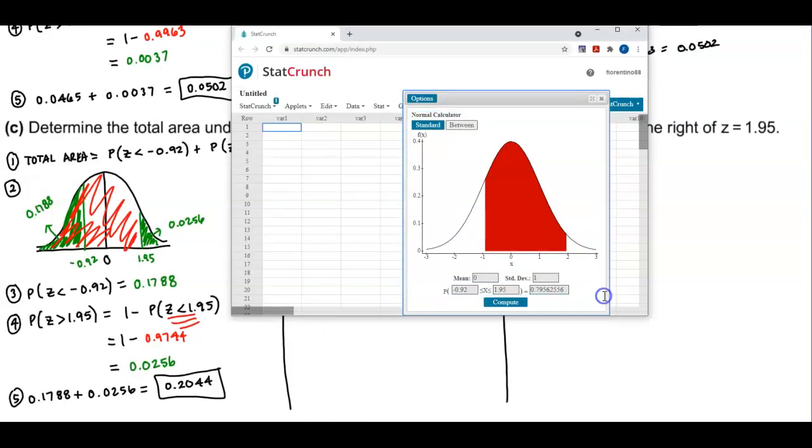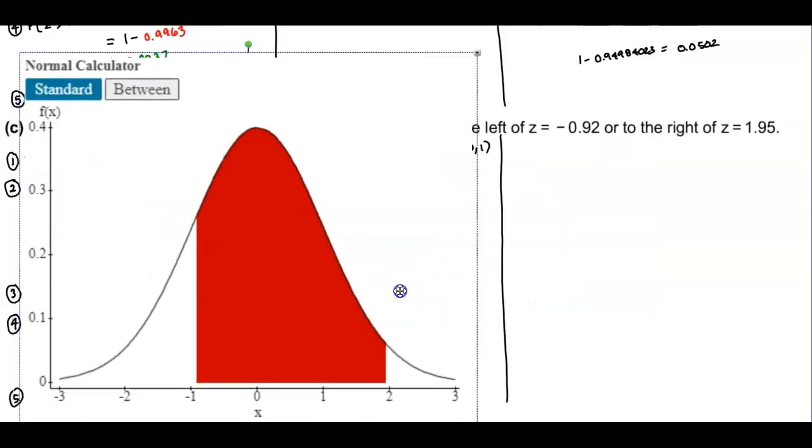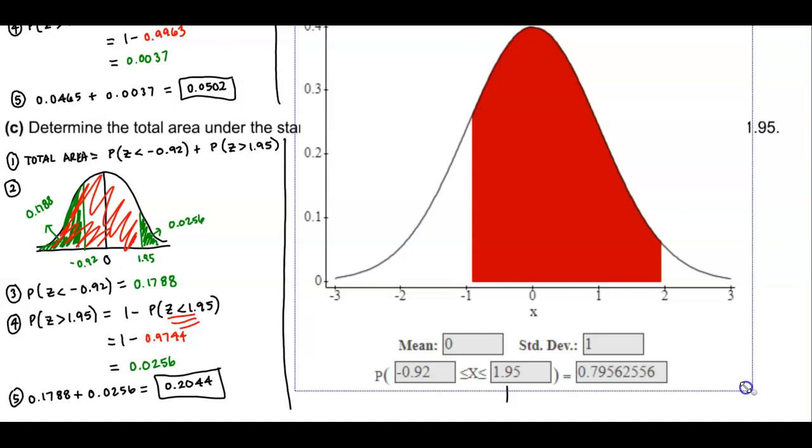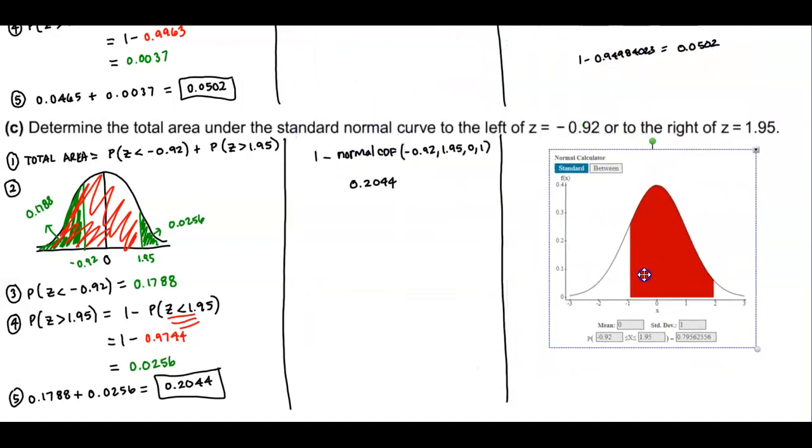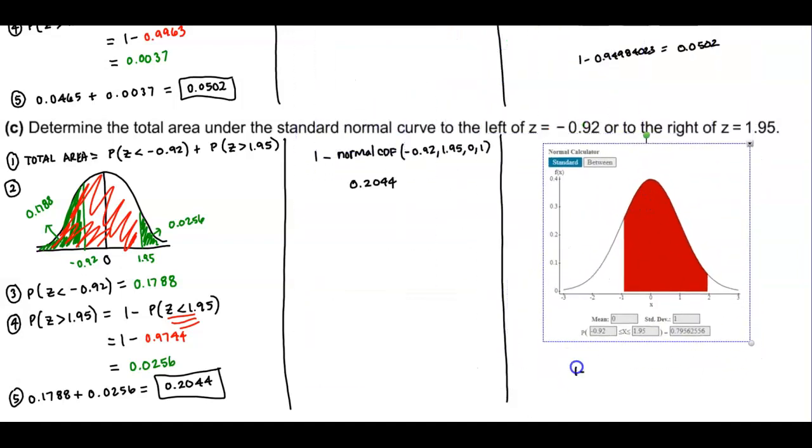So once we find that area, then we're going to take 1 and then subtract it. So we take 1 and then subtract 0.79562556, and that's going to give us 0.204.